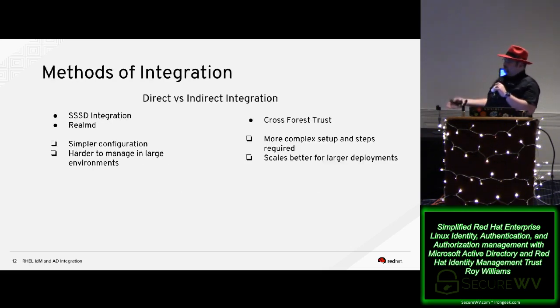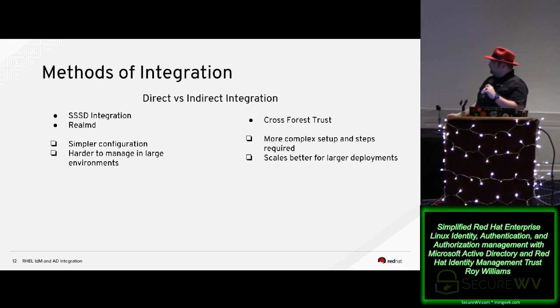So our two methods of integration are direct and indirect. A direct integration means that we're directly connecting our Linux system to Active Directory. So for anything that has SSSD, so we're talking RHEL, we're talking CentOS, Fedora, Ubuntu, we can directly connect that to Active Directory by using SSSD.